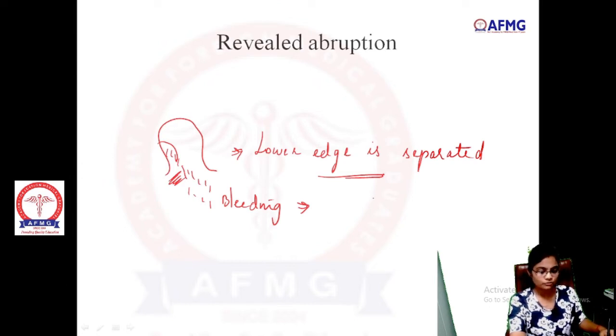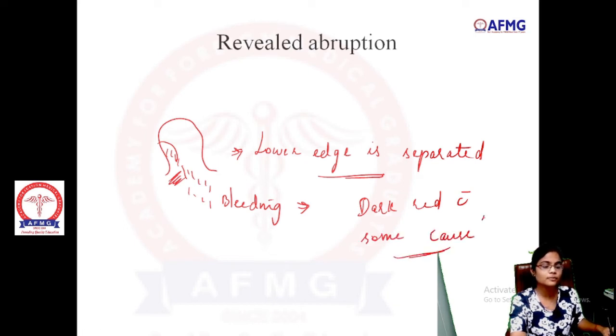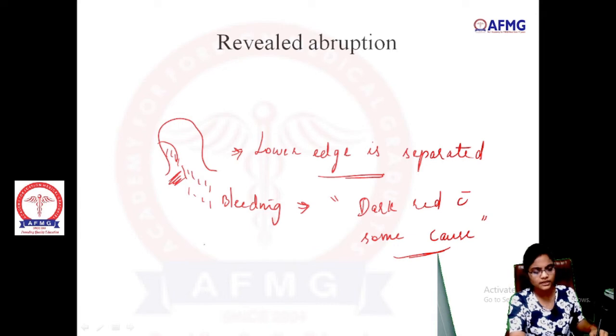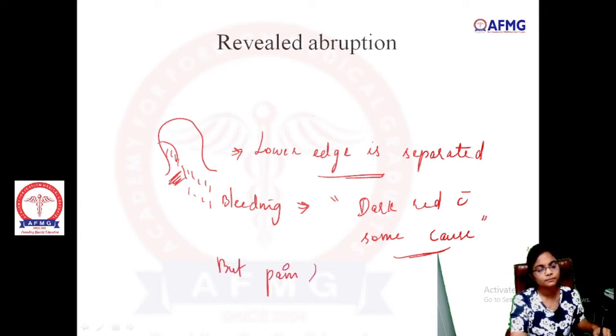There will be bleeding, but what is the consistency of the bleeding? It will be dark red, with some history of a cause. The patient will complain of this kind of bleeding with some history: she might have had some trauma, some accident, or whatever the cause. But pain will be less compared to concealed. Pain is less. That is important.